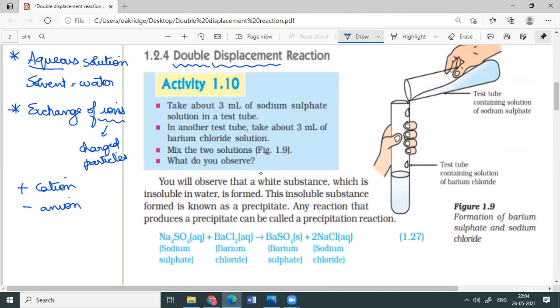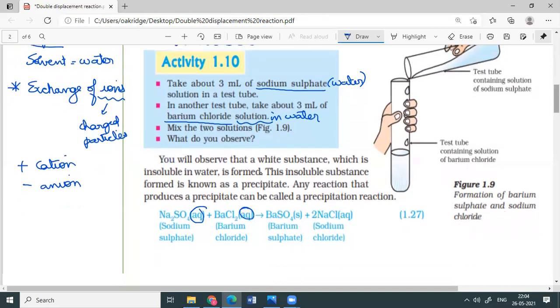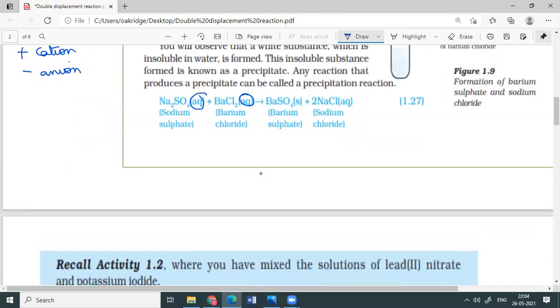There is a small activity in the textbook, if you have seen. They have taken two solutions. They have taken sodium sulfate in water, that's how the solution is made. And they have also taken barium chloride solution, in water. These two are colorless salts, children, taken in water. As they are taken in water, you have seen this word aqueous being used, AQ, aqueous.